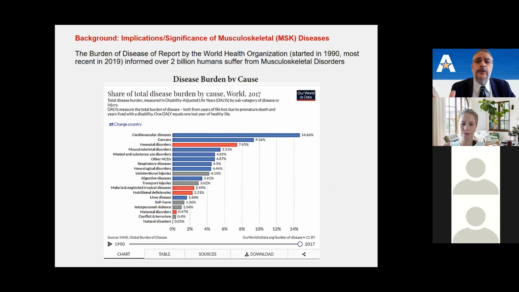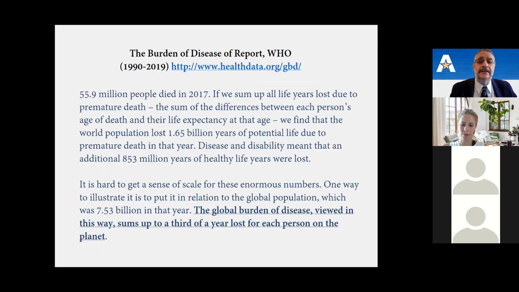For the students, for the postdocs, look yearly. Available now, we have data from 1990 to 2019. Here I'm showing, and you can actually scroll this in real time, musculoskeletal diseases as the fourth contributor of disease burden by cause. Two billion people affected. This is tremendous, correct? I'm going to skip here. The global burden of disease viewed in this way sums up to a third of a year lost for each person on the planet in 2017. Imagine that.